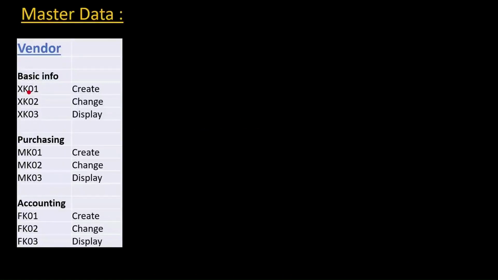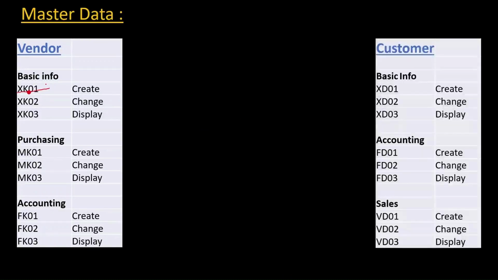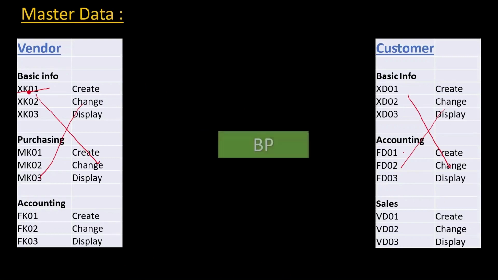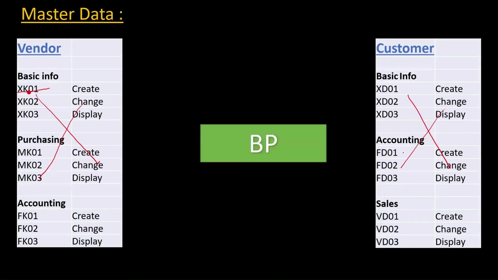For example, in vendor master data, XK01 is used to create a vendor, then MK01 for the purchasing view, FK01 for the accounting view. Similarly, for customer, XD01, FD01, VD01, these transactions are used to create a customer. But in S4 HANA, these transactions are obsolete and are replaced with a single transaction, that is BP. Using this transaction, you create a business partner and then you can simply extend that BP role to purchasing view, accounting view, similarly for customer.